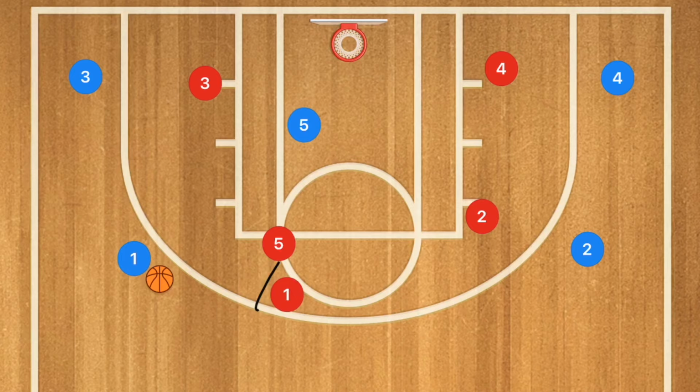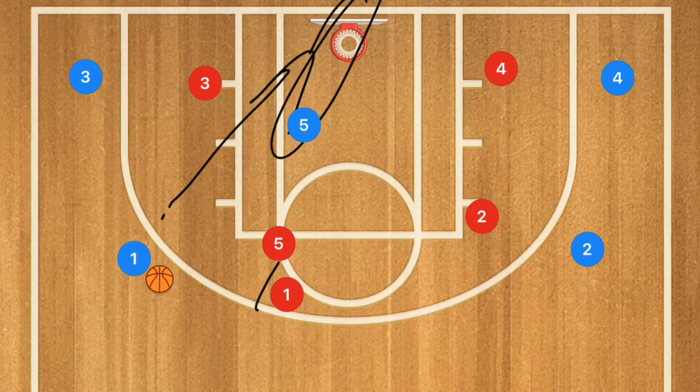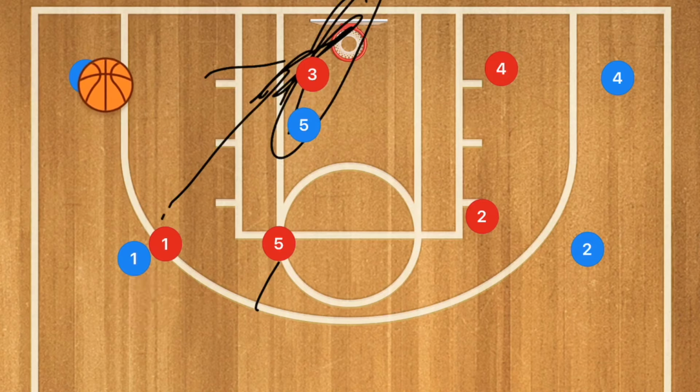Now if this is a solid screen and roll, player 1 could have that shot. He could also pass to player 5 for that easy layup. However, one of a few things can happen. We may have player 3 come down and play help defense on player 5 so that player 5 doesn't have an open lane. And if that's the case, player 3 may be open for a 3-point shot.